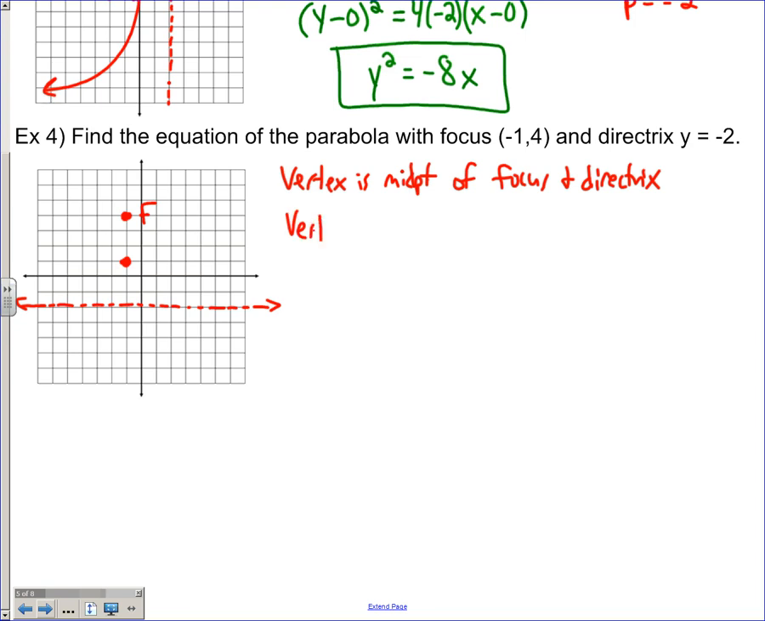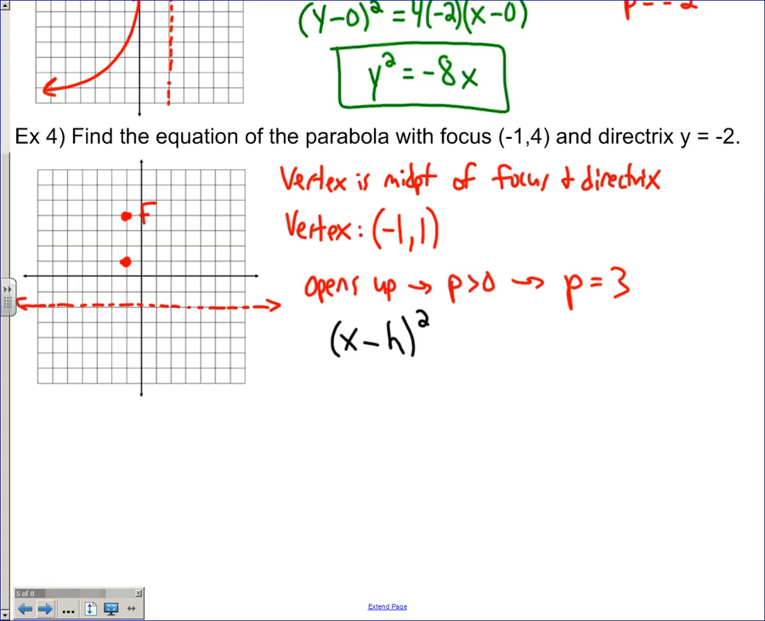So the vertex from the graph is -1, 1. It opens up, so p is greater than 0. And we found that it's a distance of 3 units, so p is equal to 3. Since it's a horizontal directrix, that would make it a vertical axis. So a vertical axis always looks like (x minus h) squared equals 4p times (y minus k). So we can plug in everything we know. We know that (x plus 1) squared equals 4 times p, which would give me 12 times the quantity (y minus 1).